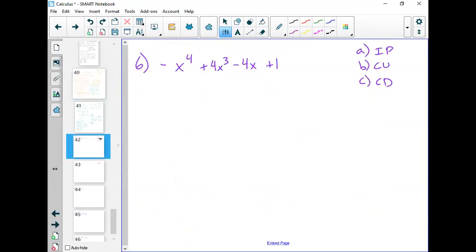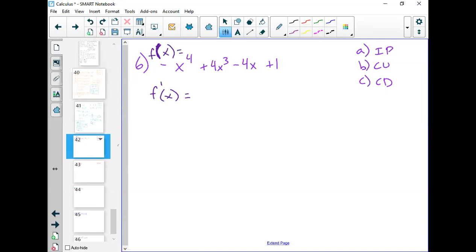Numero 6. Is that seis in Spanish? I think so, but I don't know it off the top of my head. I have to go in order.